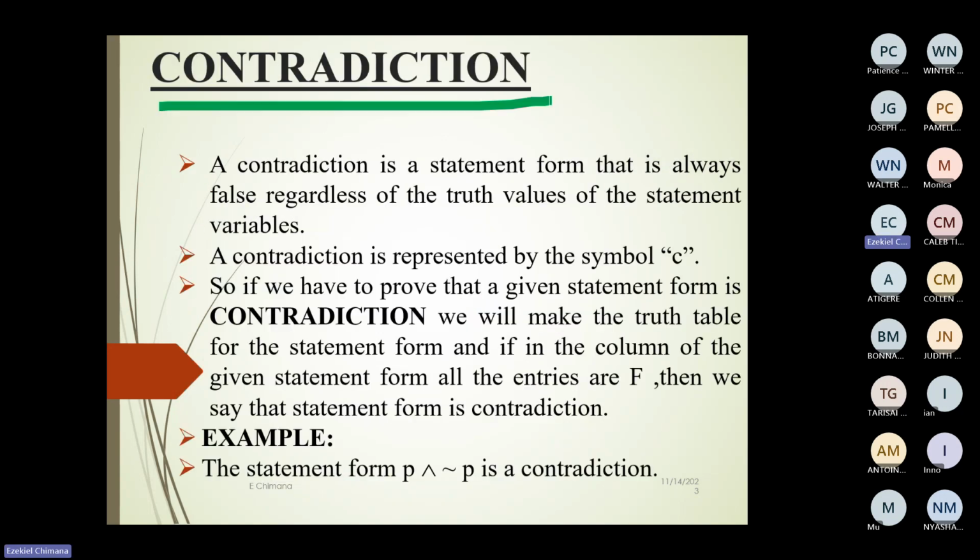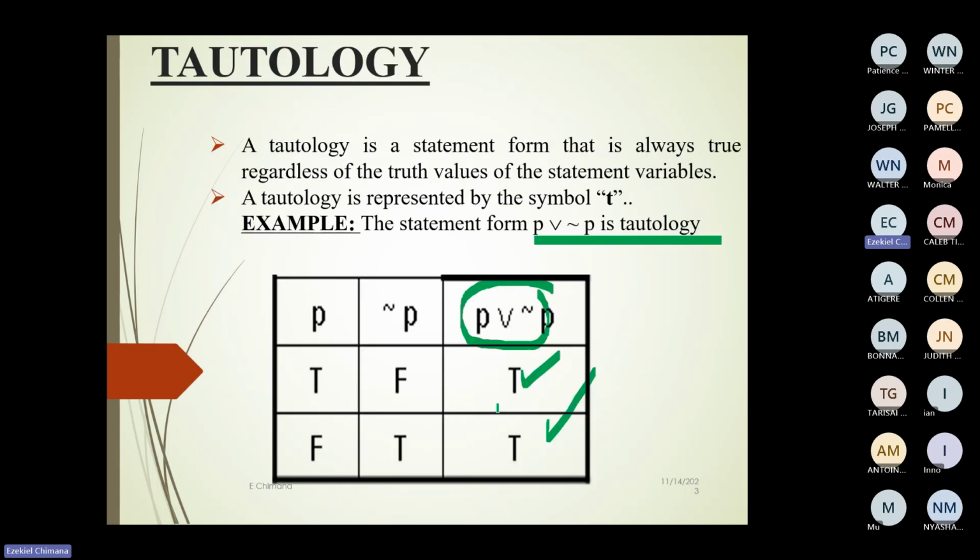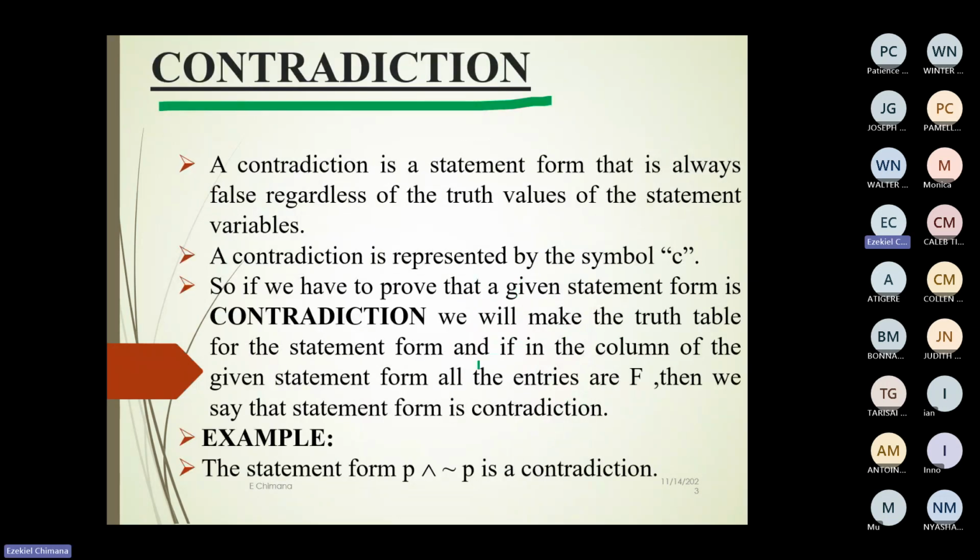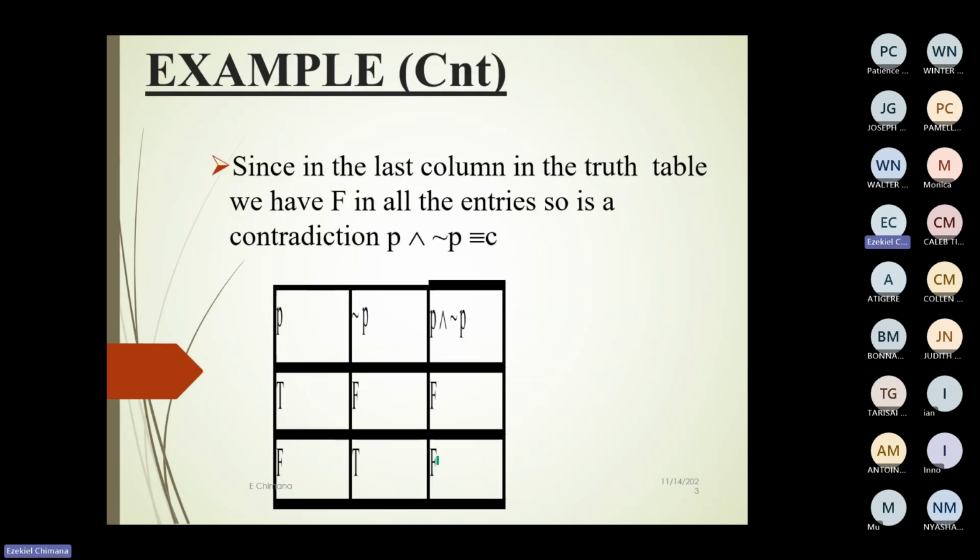Then there's what we call a contradiction. A contradiction is a statement form that is always false regardless of the truth values of the statement variables. So a contradiction will always have false in the critical column, regardless of the values that we have here. This is an example of a contradiction.